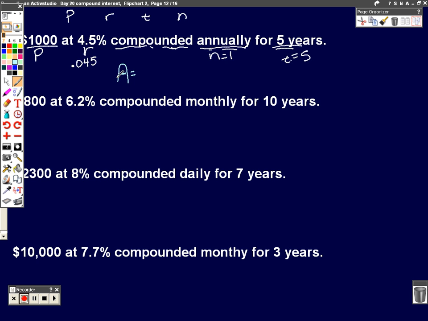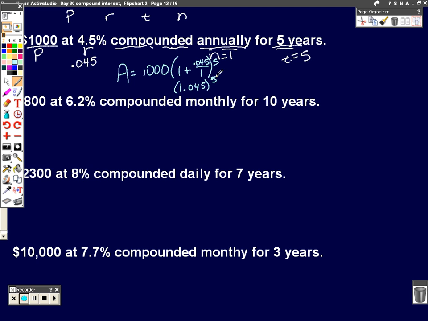So what we're going to have is the amount equals the principal, $1,000, times 1 plus, that's my initial amount, and I'm adding the rate, 0.045, divided by the number of compounding periods, in this case just 1, to the power of n times t, so 1 times 5, to the power of 5. Now we need to be really careful in the order of operations. We need to do what's inside the parentheses first. So I first divide this. That divided by 1 is just that same thing. 1.045 to the power of 5.